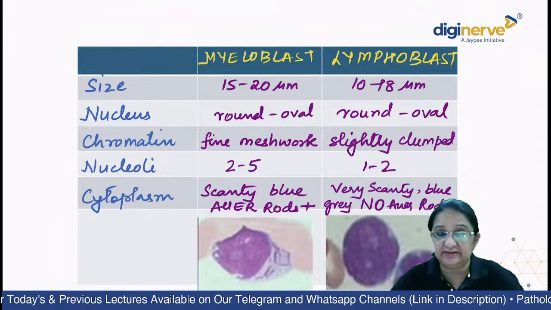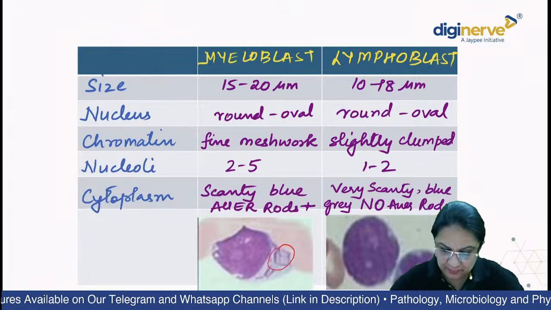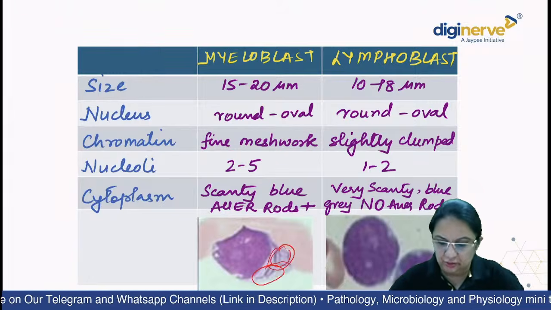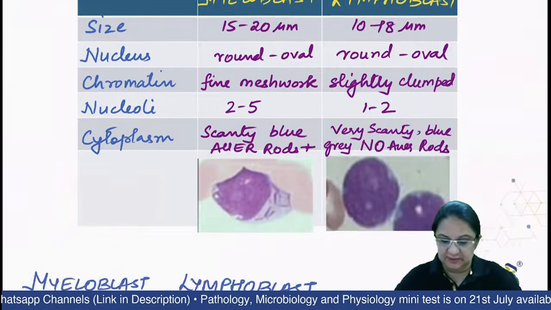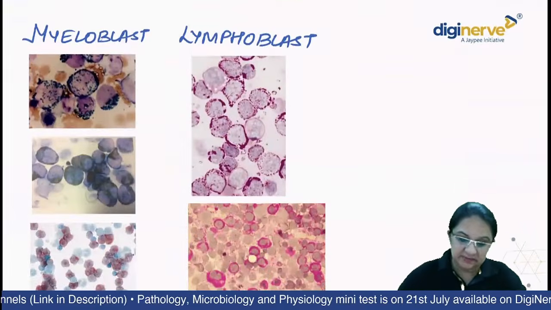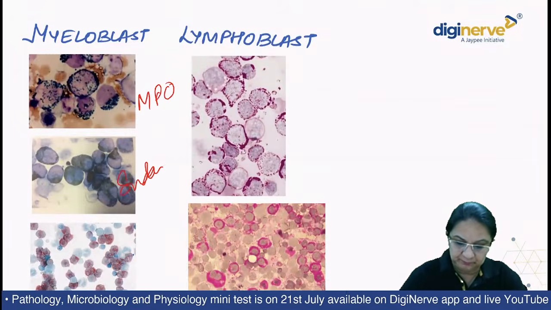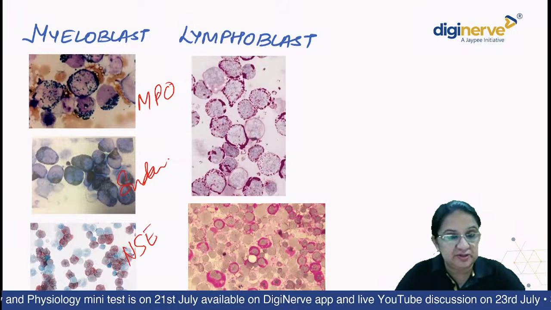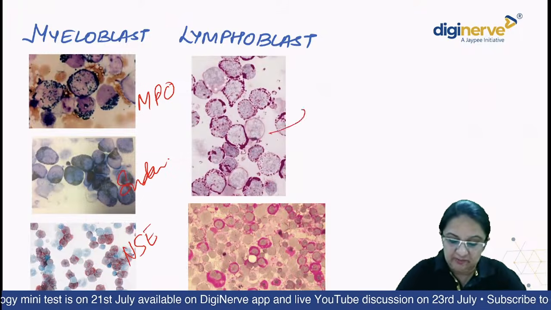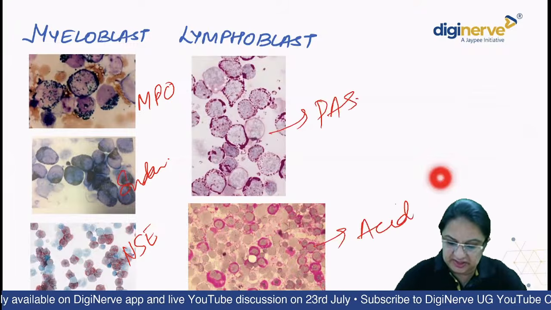The characteristic feature that you see in myeloblast are the Auer rods. These are the Auer rods that are seen in myeloblast, not in lymphoblast. And myeloblasts stain with MPO, Sudan black, and NSE. These are the cytochemical stains for myeloblast. Lymphoblasts stain with PAS and acid phosphatase.